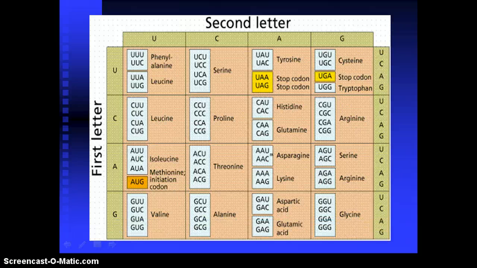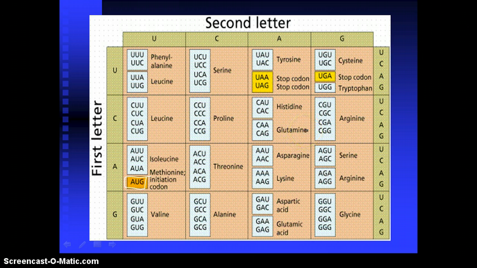This is what the chart will look like. We will read these as first letter. If I had to look up AUG, I'd look up first letter A, and then I'd find the second letter U, so I'd be in this row here, and then I would find G as the third letter, and I'd come across and I would see AUG. If I wanted to look up CAA, I would do first letter C, second letter A, and third letter A, and I'd see CAA codes for glutamine.